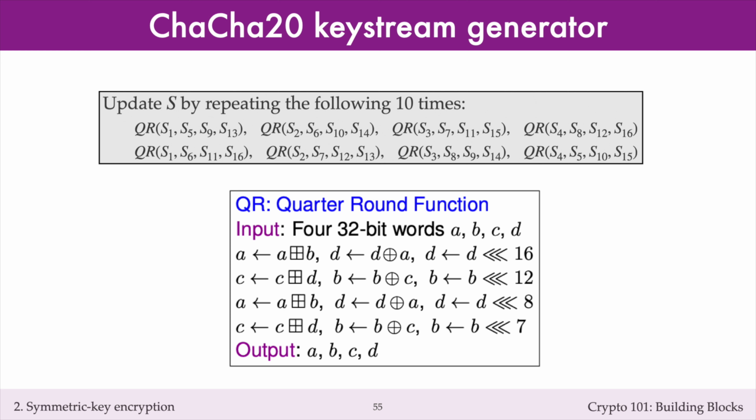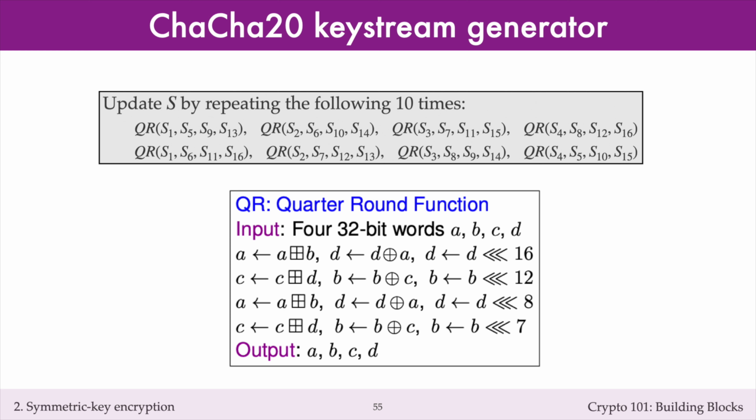We can now see why ChaCha20 is very efficient. To generate 64 keystream bytes, the quarter round function is invoked a total of 80 times. Each invocation requires 12 arithmetic operations. And so, 64 keystream bytes can be generated using only 960 computer instructions.